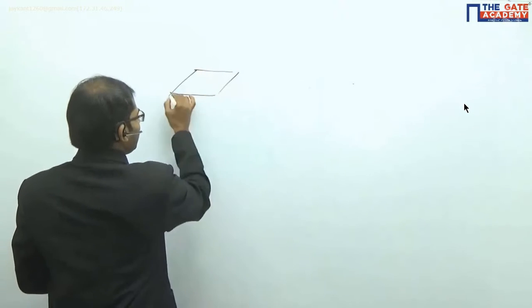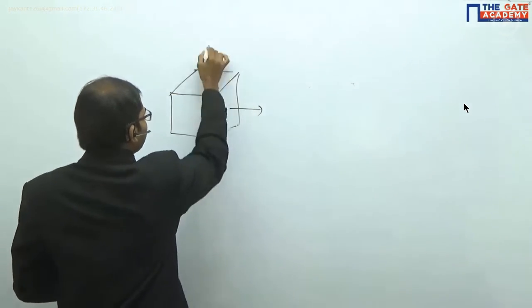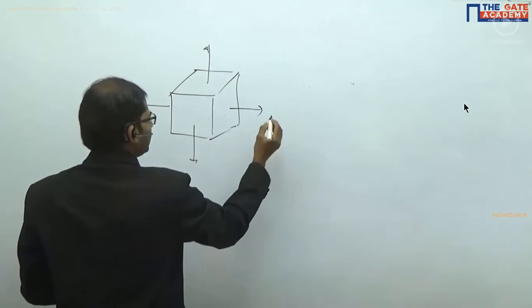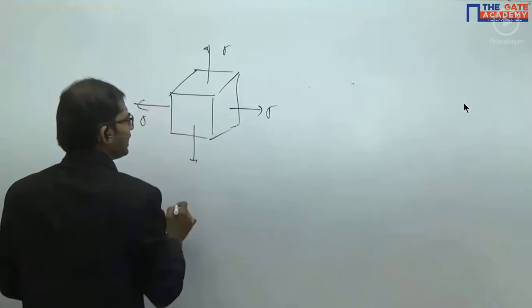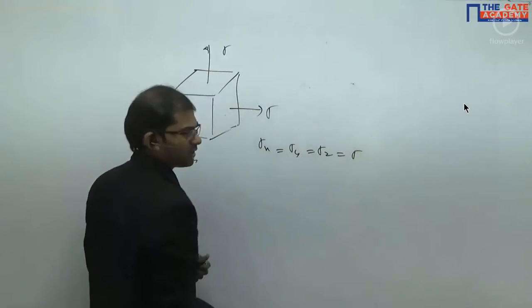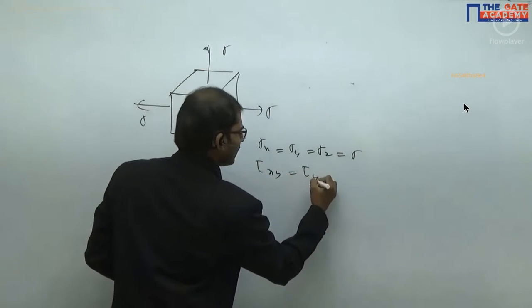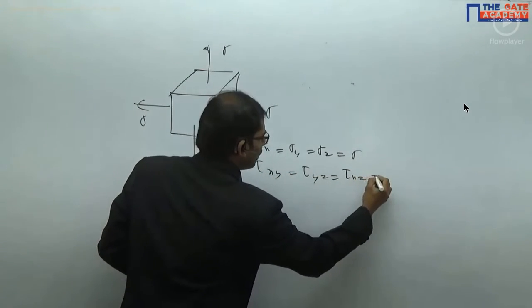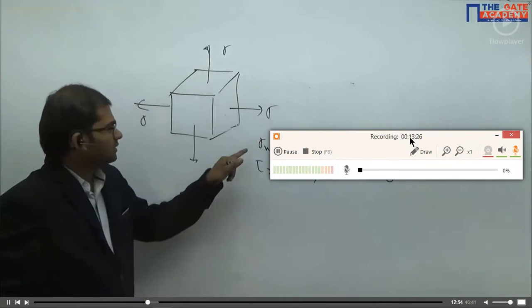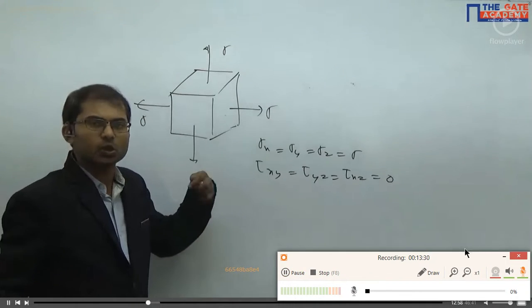Like if it is a cube, I'm taking simply a cube here to make you understand very thoroughly. So if it is a cube, then you should create the same stress in every direction. So sigma x, sigma y, sigma z are all equal to sigma, and all the shear stress components tau xy, tau yz, and tau xz should all be equal to 0. So this is the loading condition for only volume change.